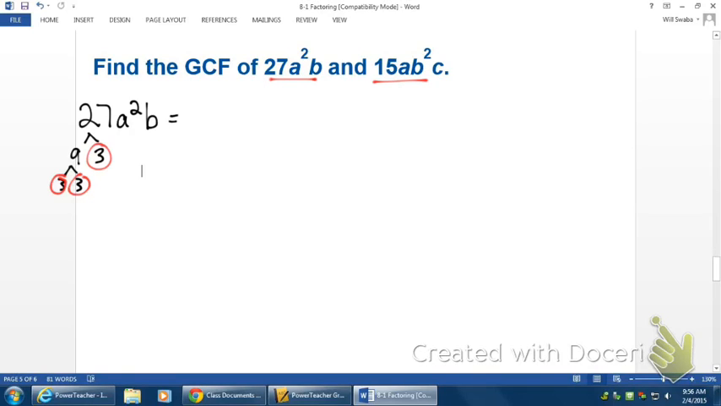Now the easiest part is the a squared and the b. That's very, very simple. So I'm going to write down my 3 times 3 times 3. Those are my ends of my roots. And then my a squared is just going to be a times a. And my b is just going to be b.